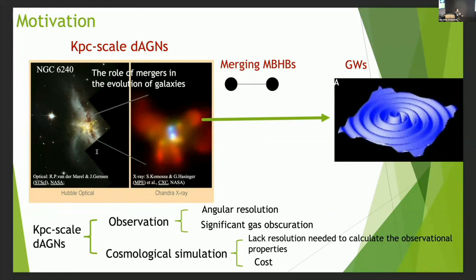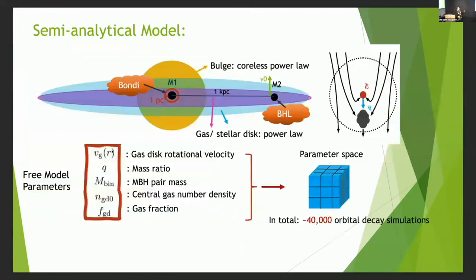And there's another challenge arising from cosmological simulations that attempt to model the formation and evolution of dual AGNs. These simulations often lack the resolution needed to calculate the observational properties of dual AGNs. And the cost of increasing the resolution is just too high, like we just saw in the Astra simulations, very expensive. So we built a semi-analytical model, SAM, to try to solve this problem.